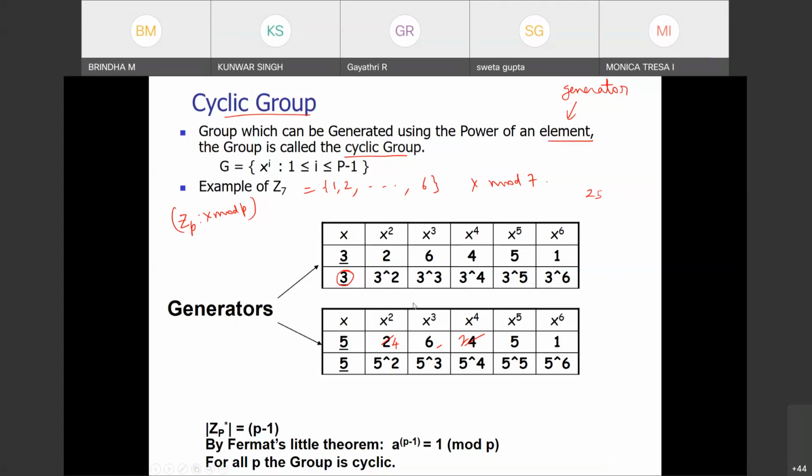If you have any doubt, you can unmute and ask me. Some questions are there, so please explain once more.